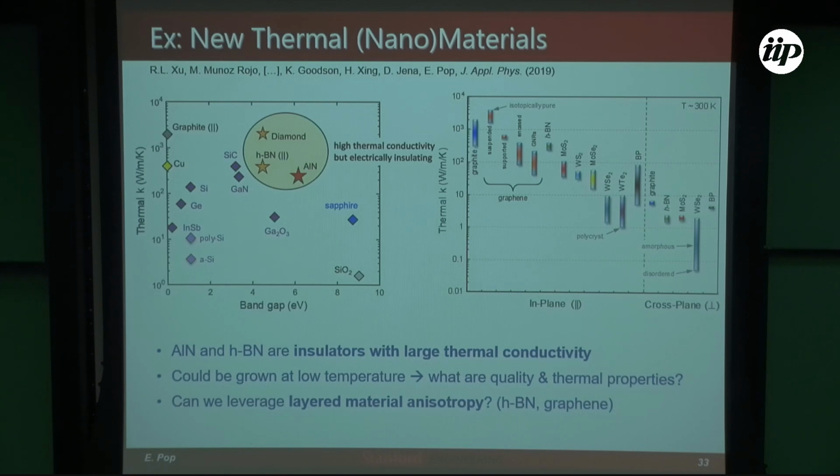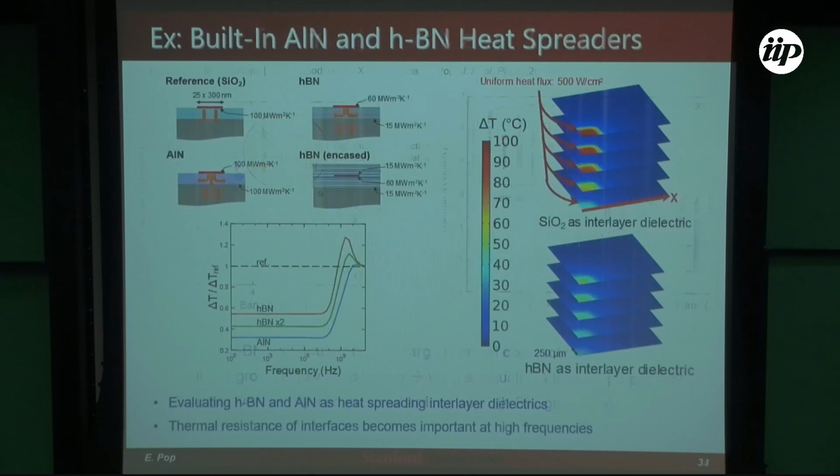As I mentioned earlier, that generally means 500 Celsius and below. And if so, what are the quality and the thermal properties? And then can we actually maybe leverage the layered material anisotropy like you get in boron nitride or in graphene? Maybe there's something good in there.